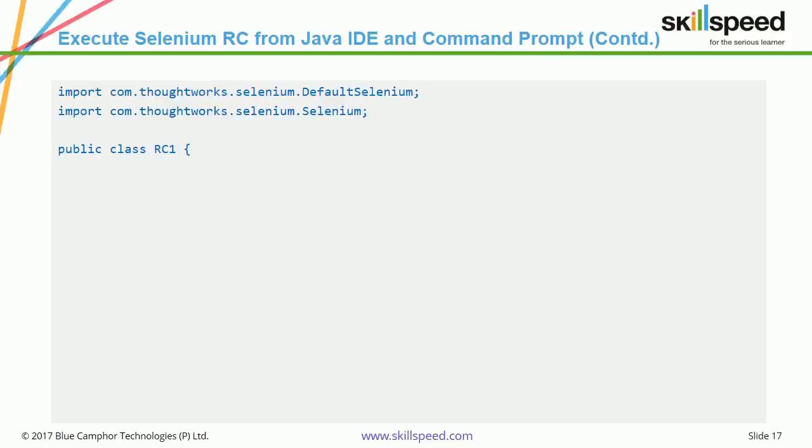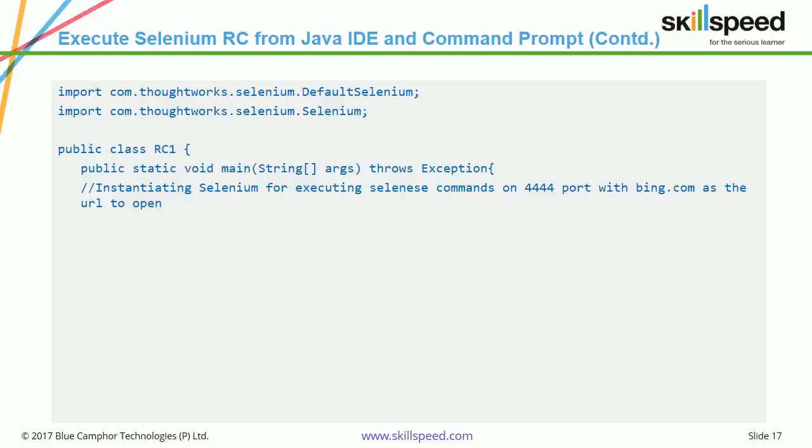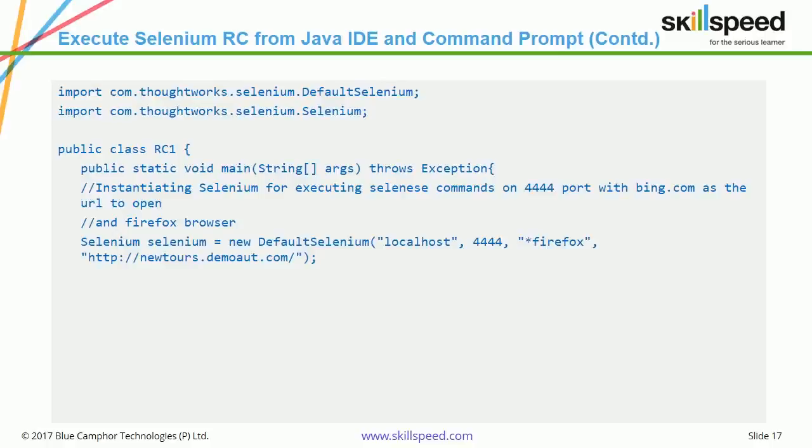The script starts like this with the public class RC demo, or the class name whatever you have given, which contains the public static void main, and we have the instantiation step for executing Selenium commands on the 4444 port number with newtools.demoaut.com as the URL that we want to open, and with the Firefox browser. The command goes like this: Selenium = new DefaultSelenium("localhost", 4444, "*firefox", "http://newtools.demoaut.com"), which is the URL of the application.